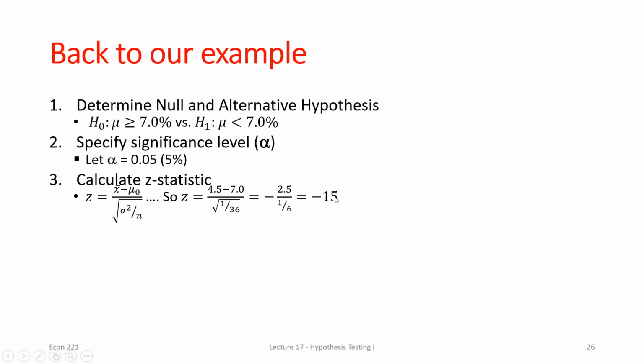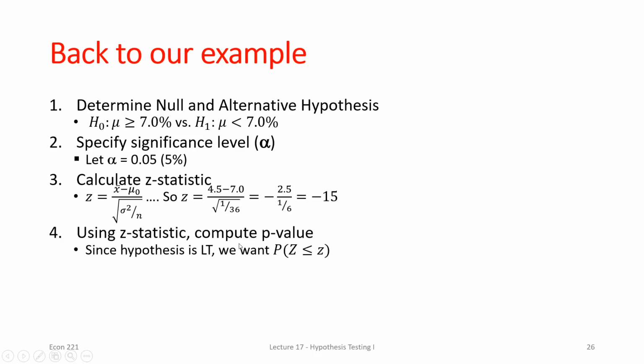Now we talked about how many standard deviations away from the mean is far. Well, 2 or 3 starts to get pretty unlikely. So seeing something 15 standard deviations away would mean it's very unlikely that this is in fact the true population mean. So we can compute the p-value.